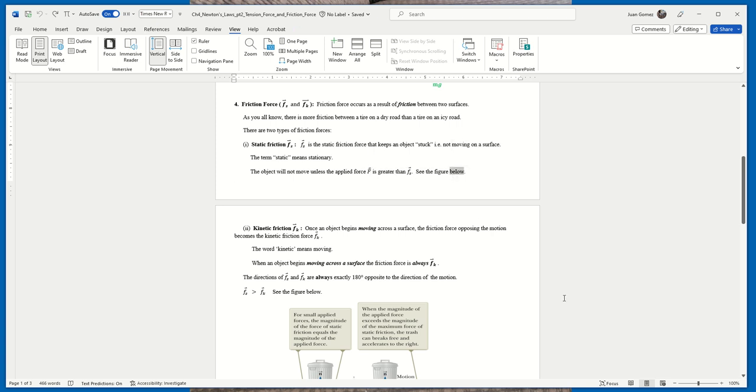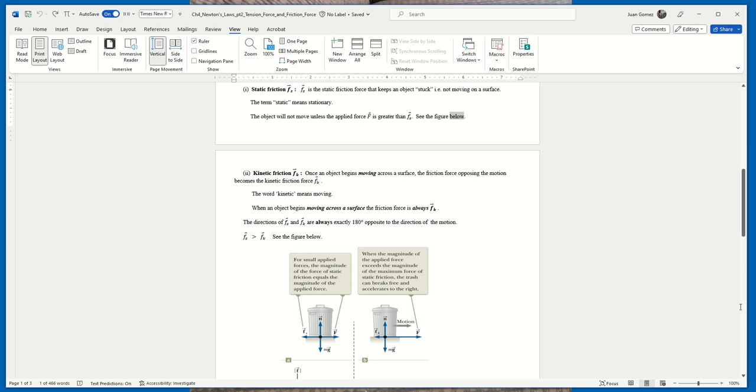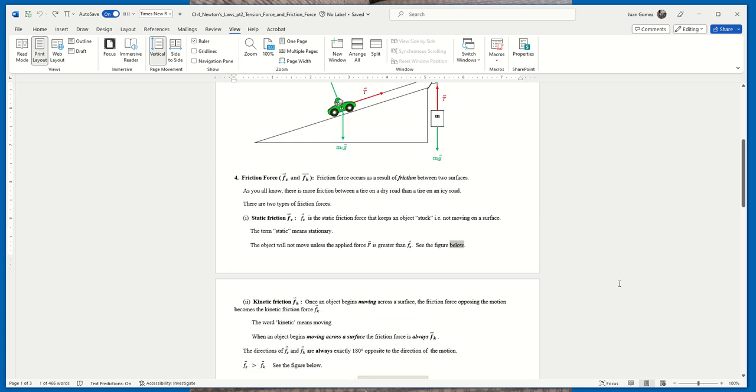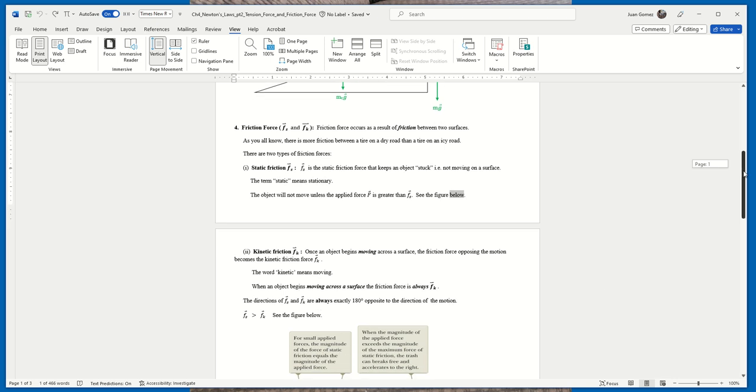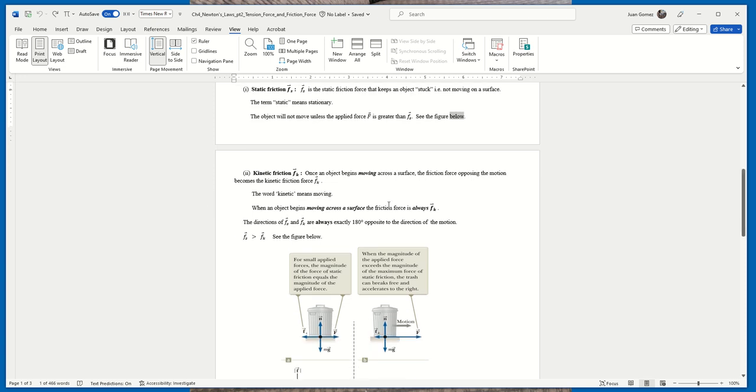Now, once it's moving, again, consider sliding that couch across the floor. Friction still exists, but because it's moving, the friction force is not Fs. It's a different friction force called Fk. Kinetic means moving. In each case, what is the direction of Fk? Friction, as you know, opposes the motion. So the directions of Fs and Fk are exactly 180 degrees opposite to the direction of the motion.